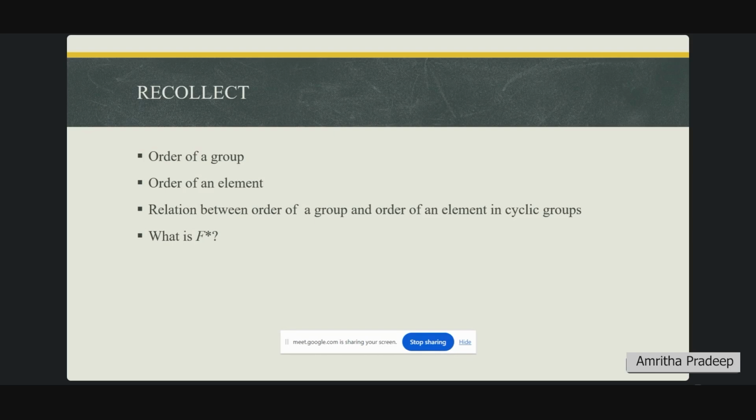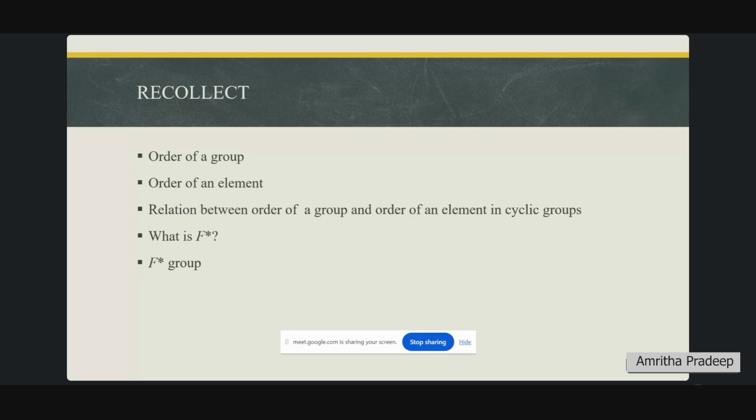So now the question is, does F star form a group? Yes, it forms a group because it satisfies all the conditions. First of all, it satisfies closure property because multiplication is a well-defined operation. Moreover, associativity, identity, and inverse are derived from the definition of field itself. So it very well forms a group.